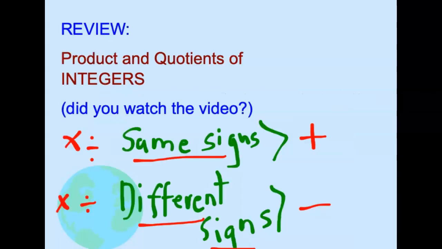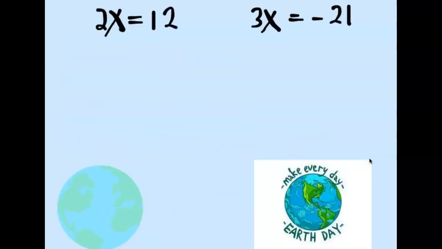Just a little recap. You know that when you multiply integers with the same sign, the product or the quotient will be positive. And if you divide or multiply integers with different signs, the product or the quotient will be negative. We're going to be using this concept in solving multiplication and division equations. All right, let's start.